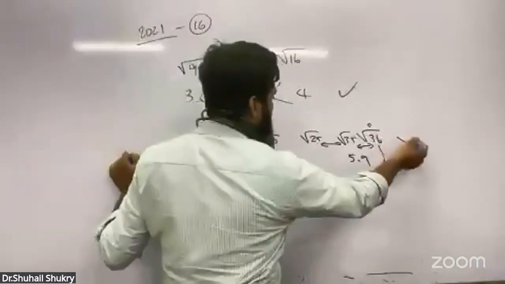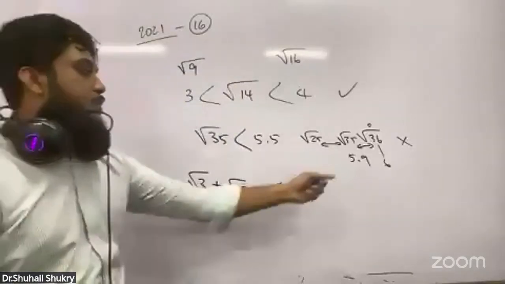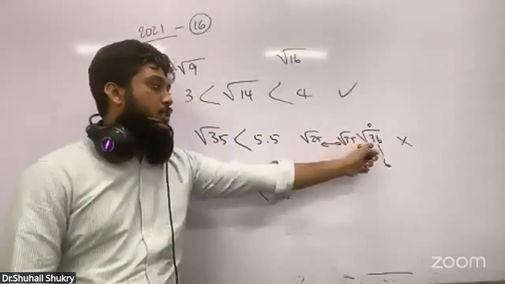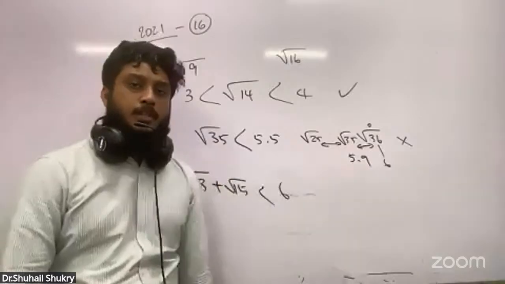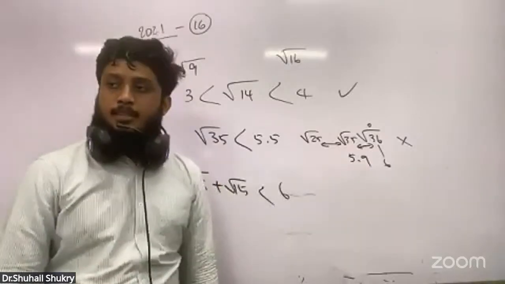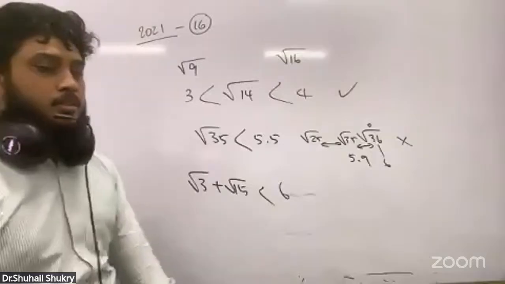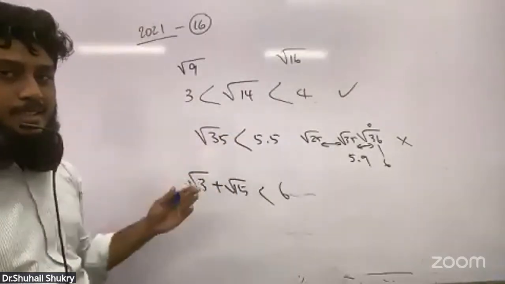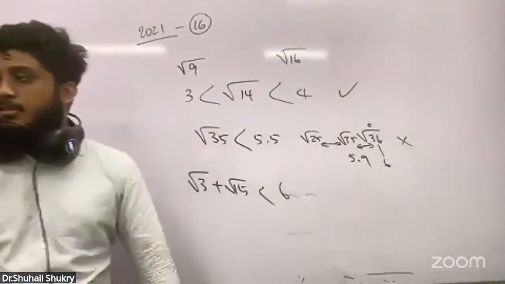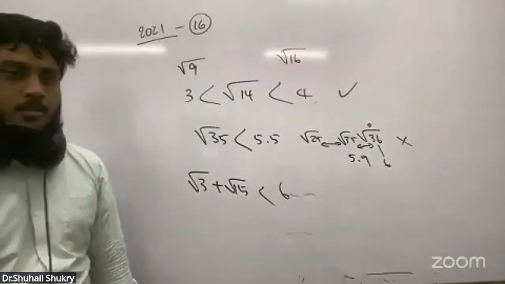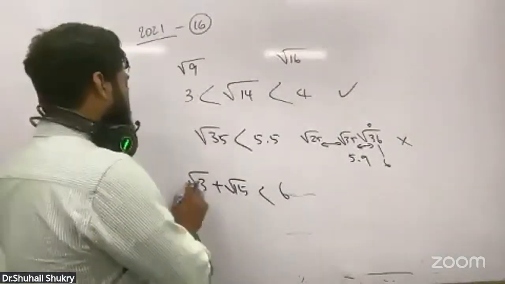No need to do that, just draw. Why? Because it is very close to root 36, so definitely this value should be something like 5.9. Can you understand that? Do not go to calculate the root values. These things, they are checking whether you have a good knowledge of mathematics.